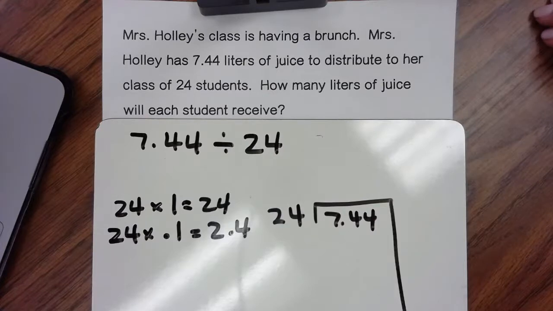Here's the problem. Miss Holly's class is having a brunch. Miss Holly has 7 44/100 liters of juice to distribute to her class of 24 students. How many liters of juice will each student receive?